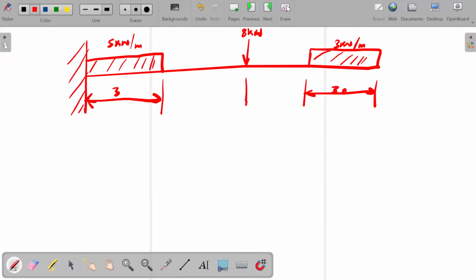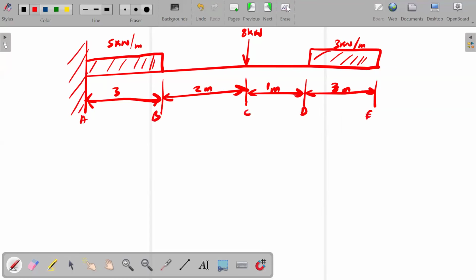Okay, so that's 3 meters here. And there is 1 meter. And then here is 2 meters. Okay, there we are. So we have A, B, C, D, and E.